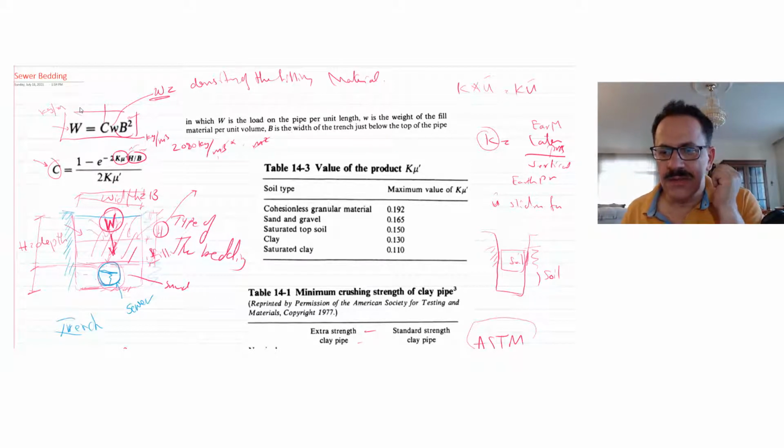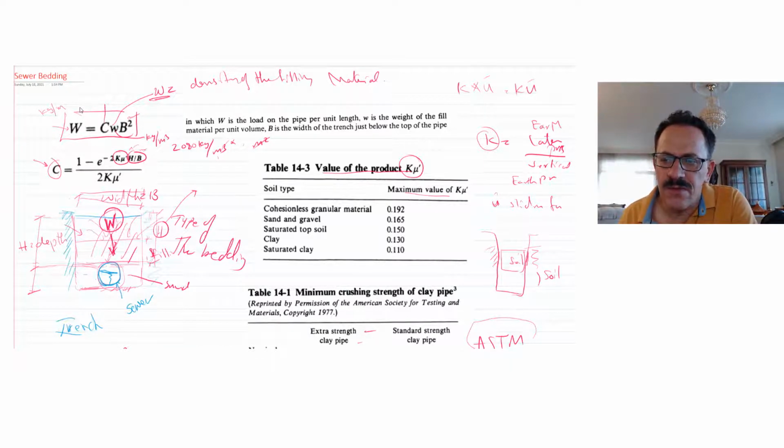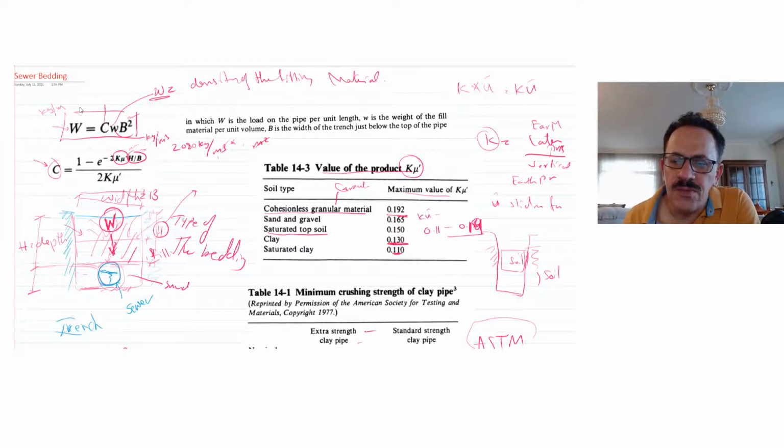We have the table. This is the table of the KU bar. The maximum value available for the KU bar for cohesionless granular material, it means for gravel, for example, and so on, we can use 0.19. It will range between 0.11 till 0.19, sorry. So usually you can use the KU bar that we have based on this one. For saturated topsoil, for clay, it is 0.13.